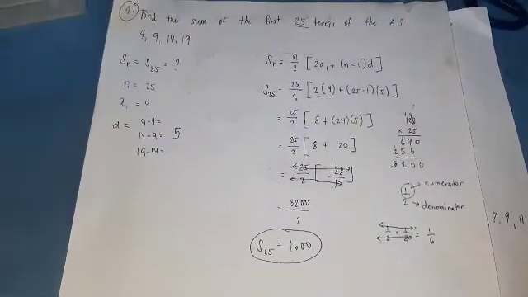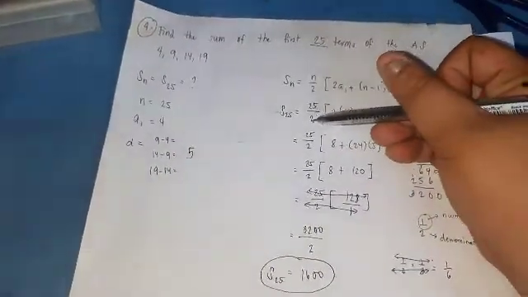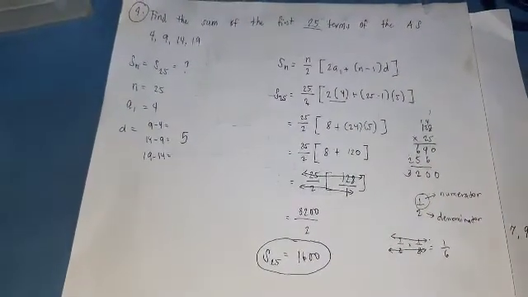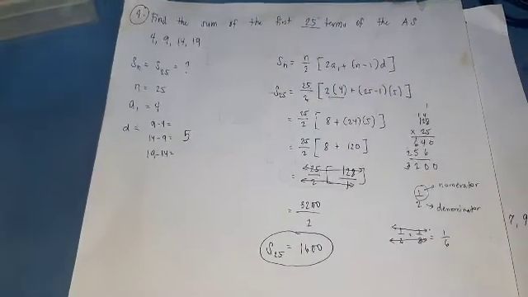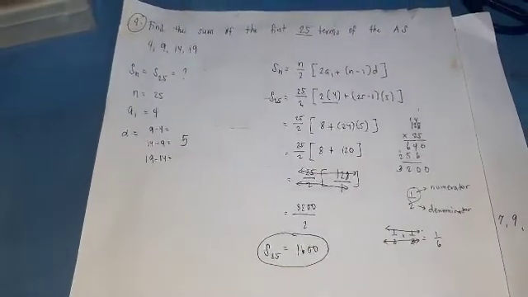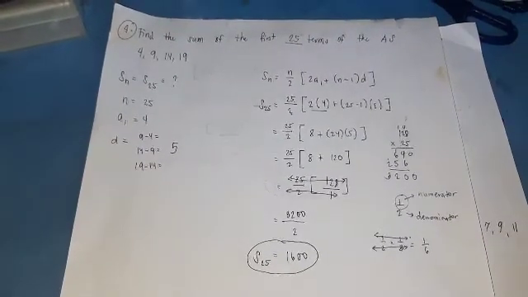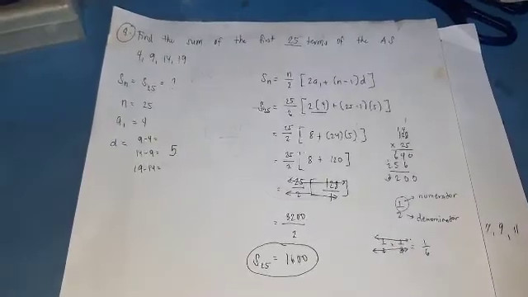If you do have your calculator and you try to solve, 25 over 2 is 12.5. The answer is the same. It will lead you to 1,600. So any questions, clarifications? I hope that you've absorbed how to solve the sum of the terms of the arithmetic sequence.